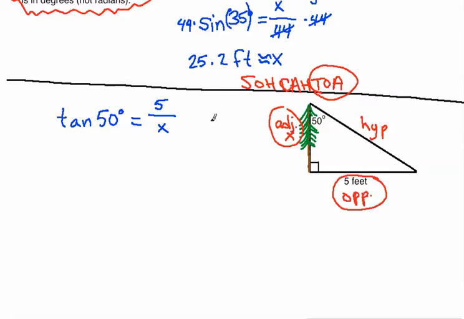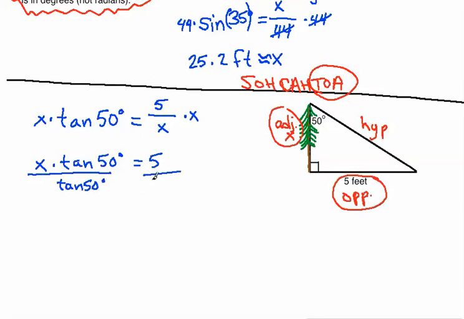In this case, we're going to have to solve this by multiplying by x to get it out of the denominator. So on the left-hand side, we have x times tangent of 50 equals 5. And if we're solving for x, we would then want to divide by the tangent of 50 degrees. So we know that x is equal to 5 over the tangent of 50 degrees, which you can plug right into your calculator. 5 divided by tangent of 50.